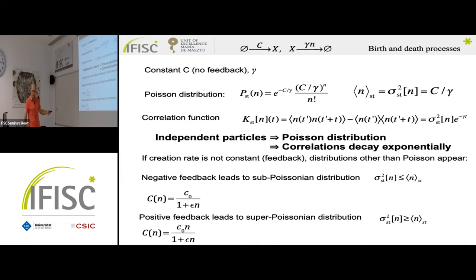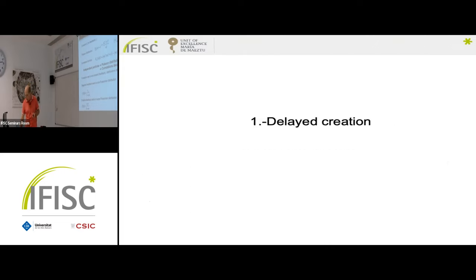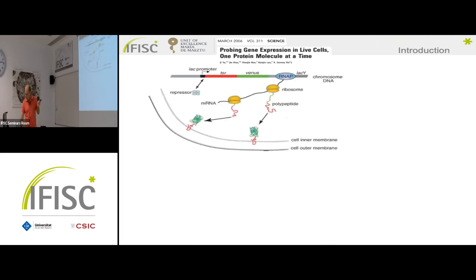If there is positive feedback, a function that grows with n, that goes to a super-Poissonian. The fluctuations are larger than the mean value. Okay, so remember this result. Poisson means that there is no feedback. Negative feedback, sub-Poissonian, fluctuations are smaller than the mean value, and positive feedback, super-Poissonian, with fluctuations larger than the mean value. Now, let me talk about this delay in the creation.